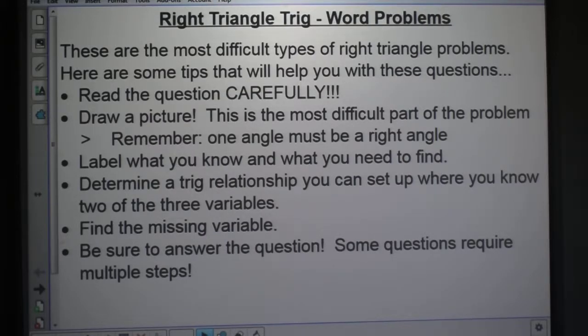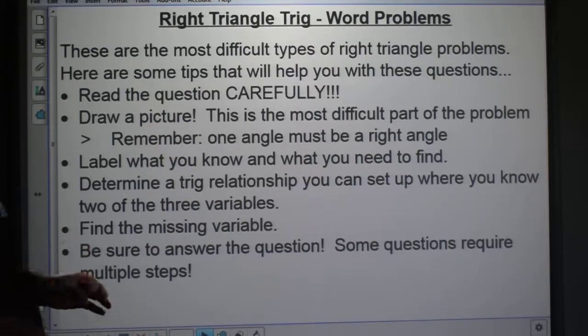Welcome back. Last time we talked about basic trig problems, so solving right triangles with sine, cosine, and tangent. Today we're going to do more complicated problems, word problems that deal with sine, cosine, and tangent. So, some tips that'll help you.